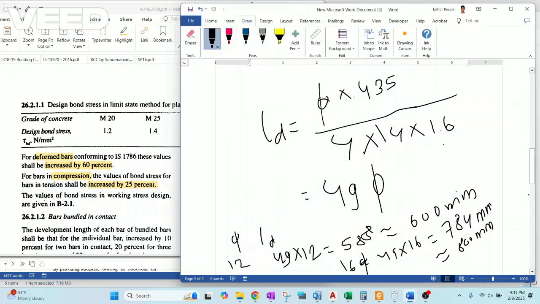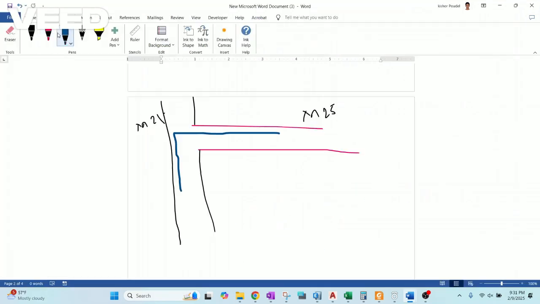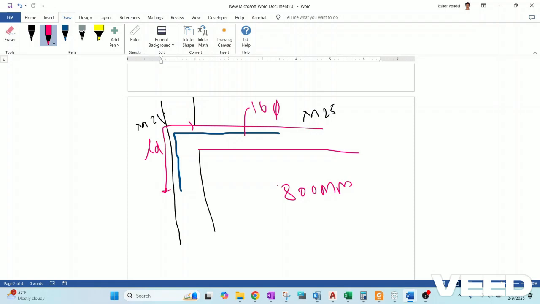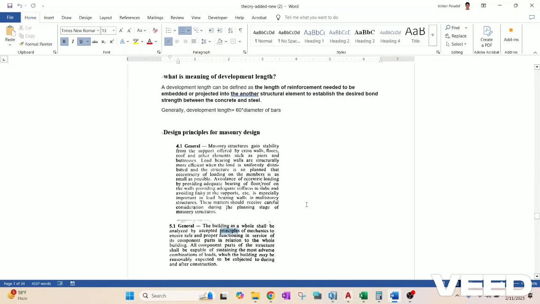So this is the development length for the beam-column connection, this is LD. If this is a 16 mm bar, then we know that the value of LD is approximately 800 mm. So we have to insert the bar in such a way that this length is at least 800 mm. In this way, using the equation provided in IS 456-2000, we can calculate the value of development length according to the concrete grade strength and diameter of bar.